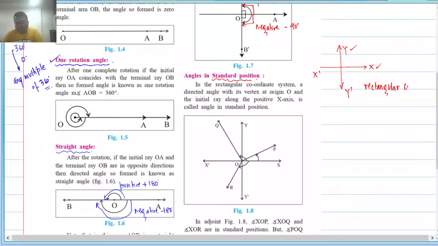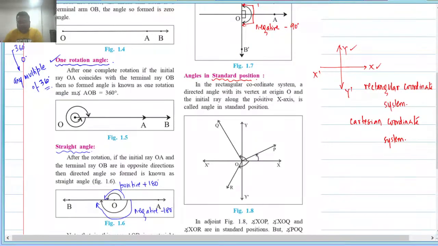Rectangular coordinate system, which is also known as Cartesian coordinate system. Okay.